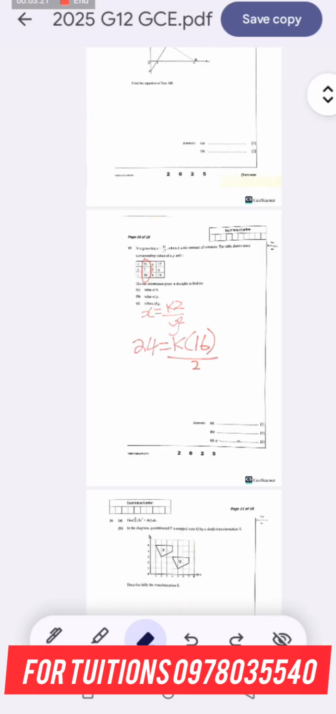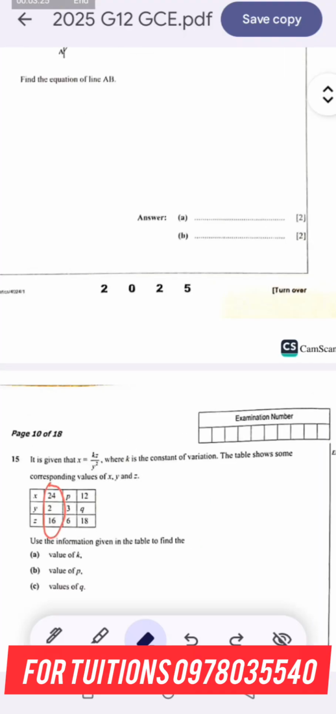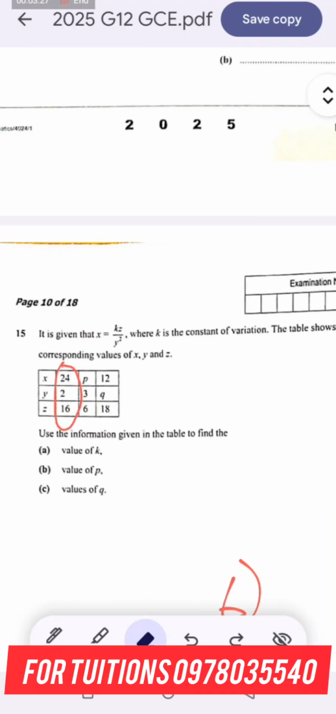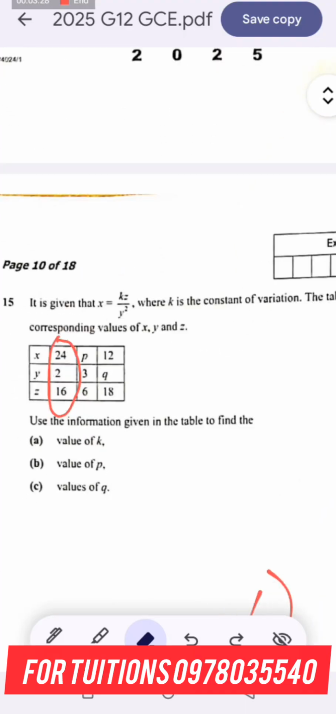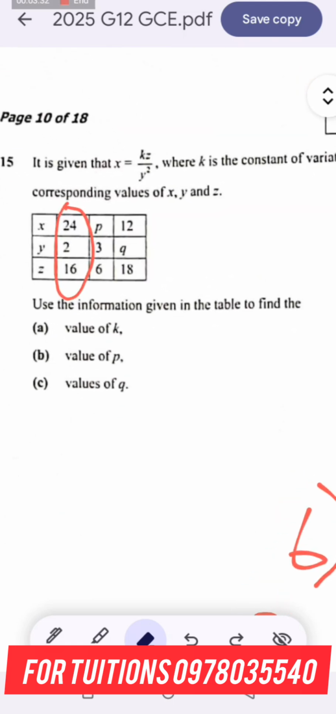Now, our next question was just asking for the value of p now. So we've already found the value of k as 6, right? So if you remember, the value of k was 6. So now how do we proceed with this? They are saying find the value of p.